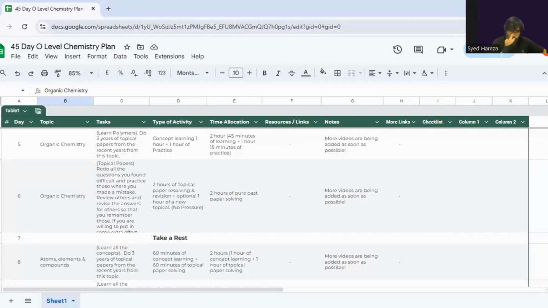Okay, so for the first 6 days, you're going to do organic chemistry fully, and you're just going to follow this entire structure that I have mentioned. With this structure, you're going to get through at least 3 years of past papers. You're going to do all the concepts, and then you can move on to other topics. Here I've mentioned everything: type of activity, time allocation, how much time you need to spend, and on what.